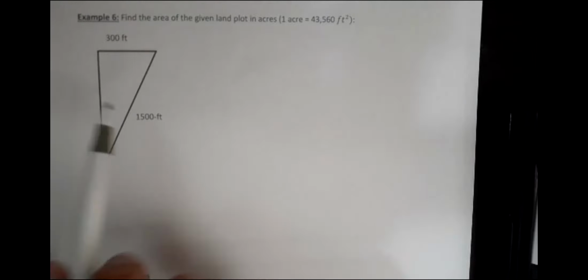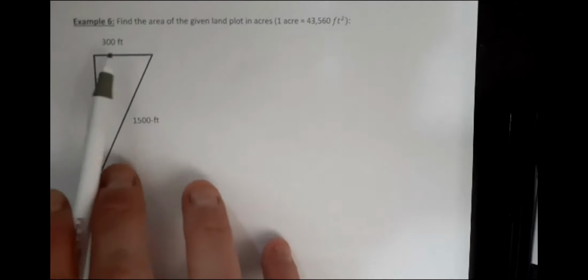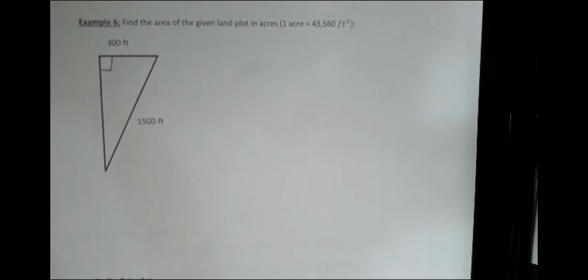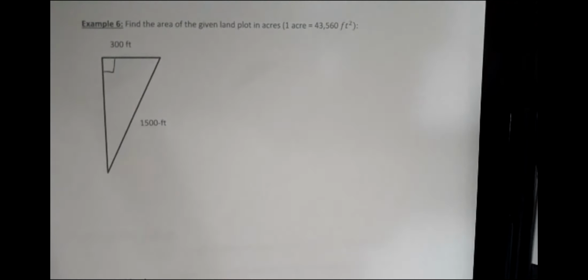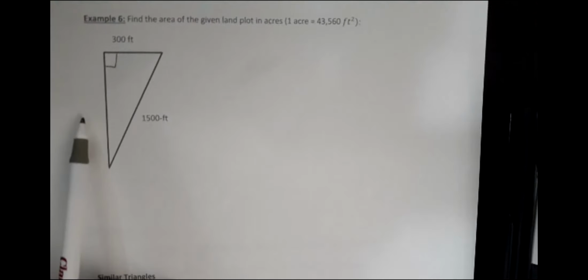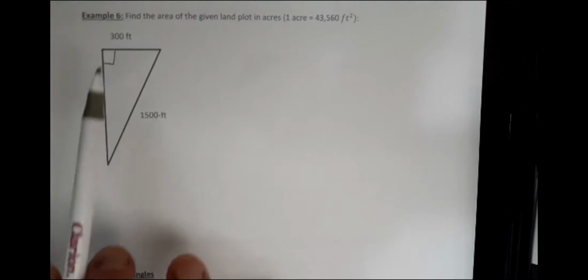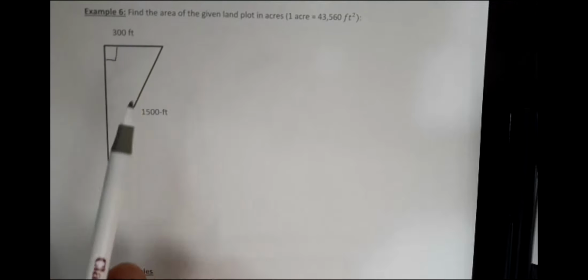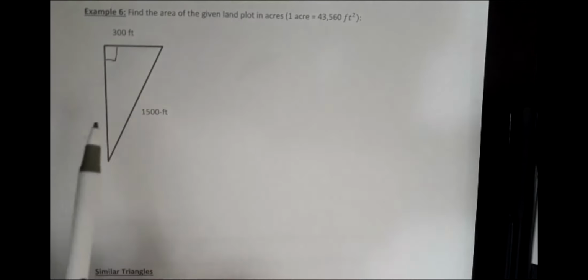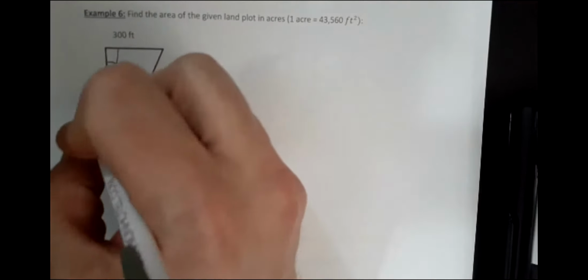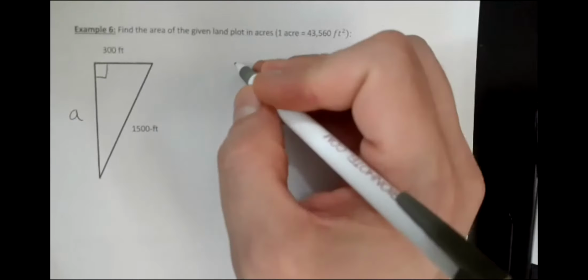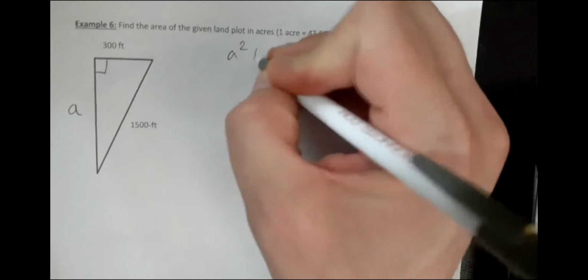So if I'm looking at this, I say this is my right angle, and so this must be my hypotenuse. I don't know what this is, so this might be the thing to let my variable be. I know this thing is either an A or a B, so it's one of my legs. You can pick whichever one you want it to be. But I know A squared plus B squared equals C squared.